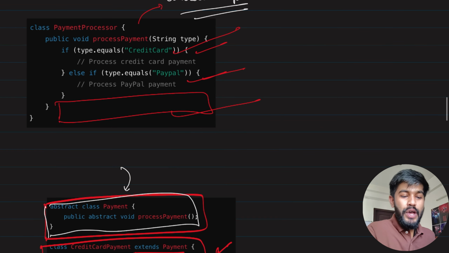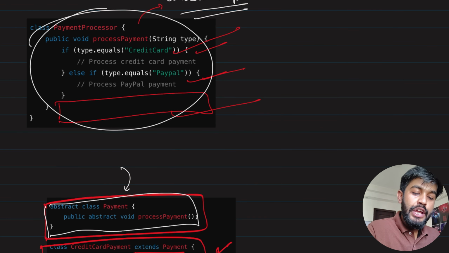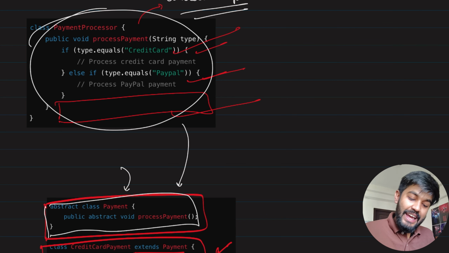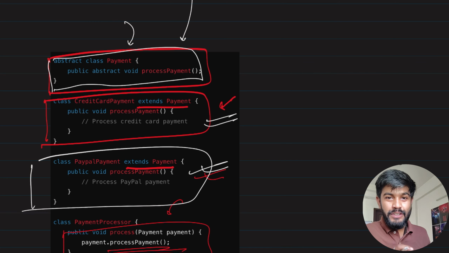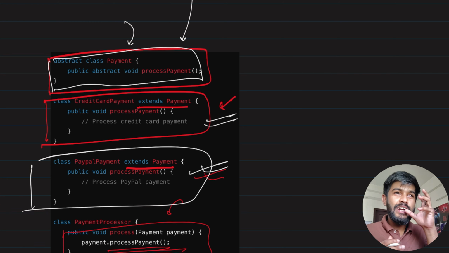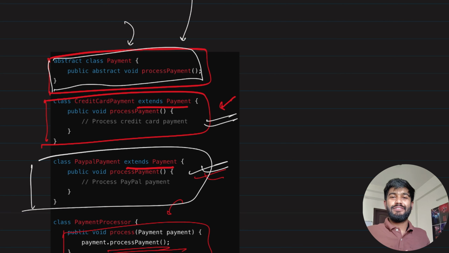So see, if you have code like this, then you need to first convert it to this form and then start extending it. So conversion is a pain point over here. Conversion is painful over here.